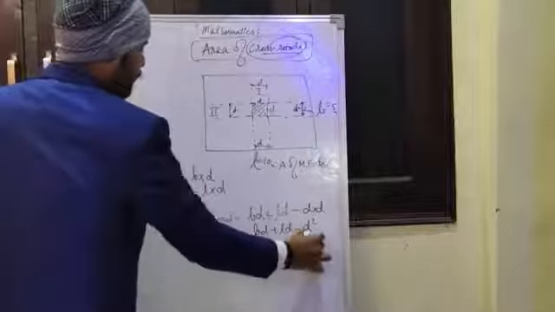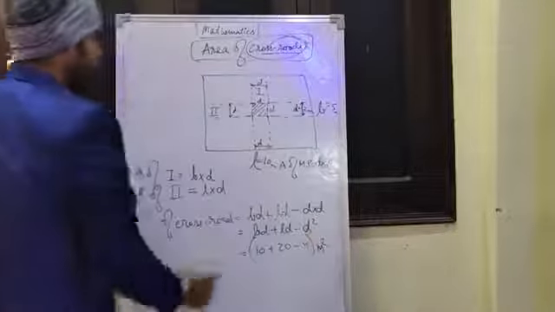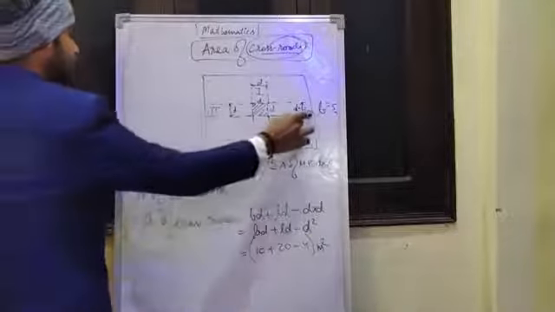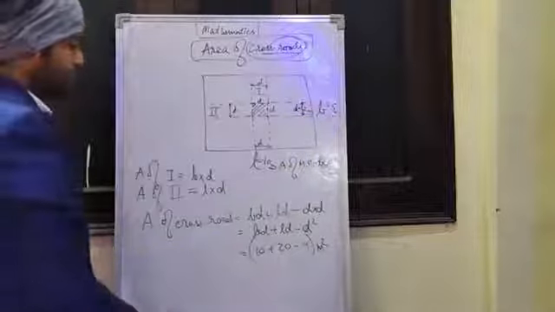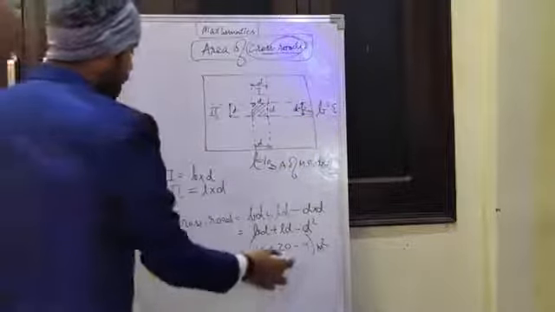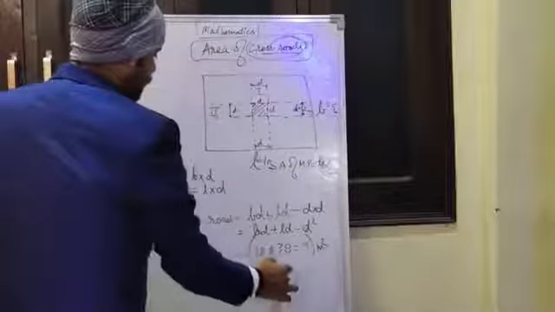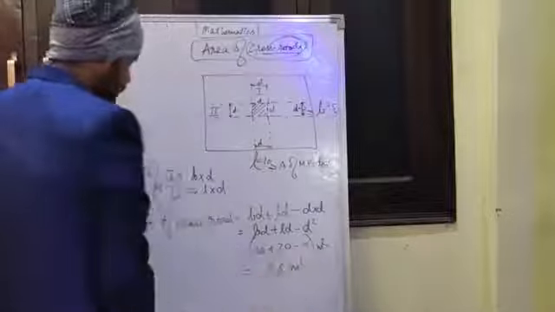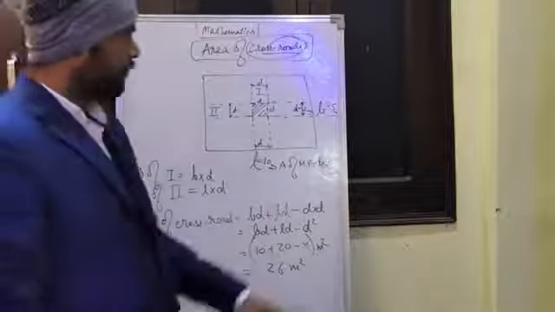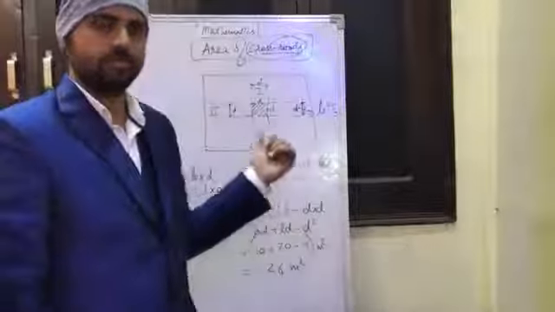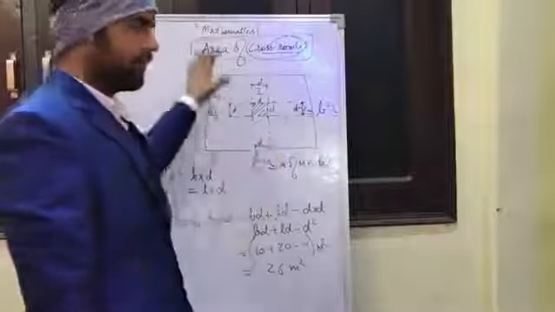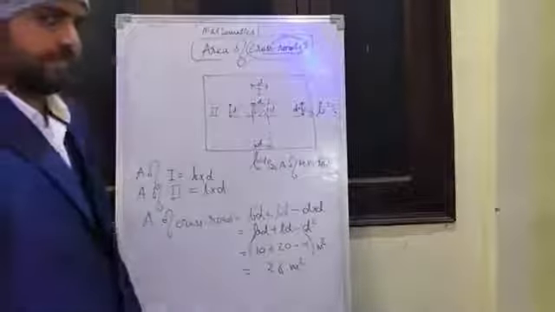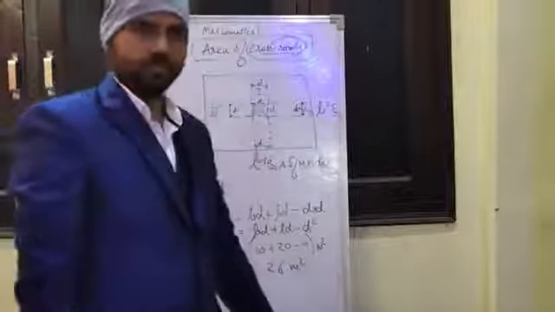Now since it is area, the unit will be meter square, because the lengths are in meters. So 10 plus 20, 30, 30 minus 4, that will be 26 meter square. I hope it is clear how we have found the area of the crossroad. This topic was left, so that's why I have covered it in this video. Any other query you have, you can ask me.